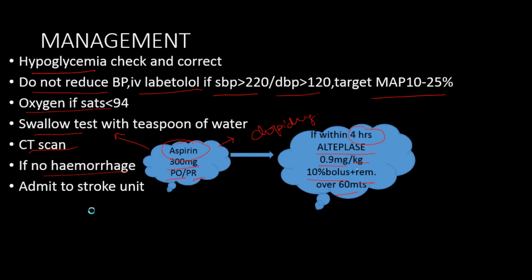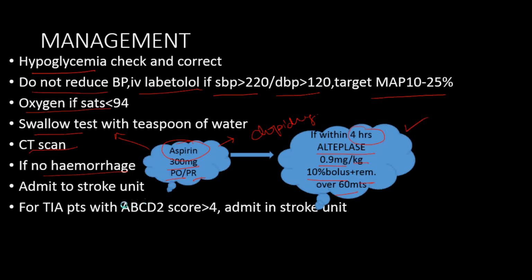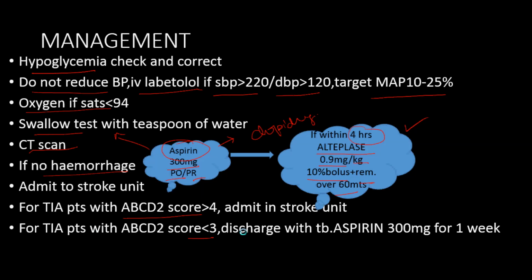Admit the patient to the stroke unit. Of course, all of this will be done in the presence of the neurologist. Now, for TIA patients, if the ABCD square score is greater than 4, you admit the patient, and if the score is less than 3, then you discharge the patient with aspirin tablet 300 milligrams for 1 week, and after 1 week you ask him to review with neurology.